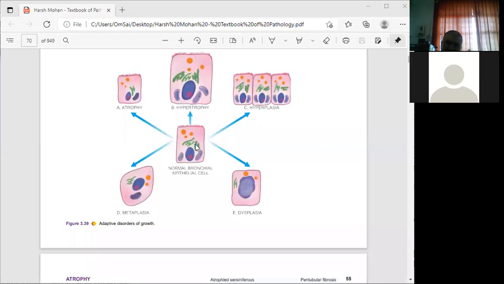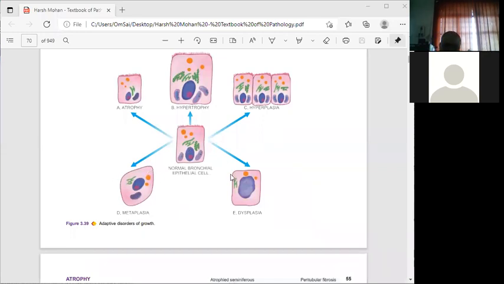Then in metaplasia, the external appearance of the cell has changed. Metaplasia means the phenotype of the cell has changed. Here the shape of the cell was square, and here the shape has become somewhat oval. That is called metaplasia.